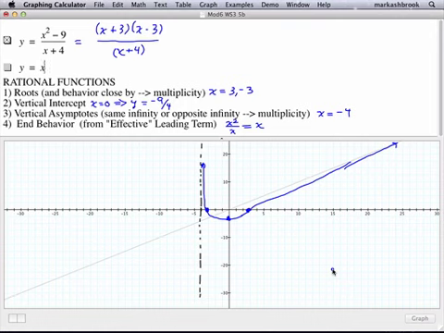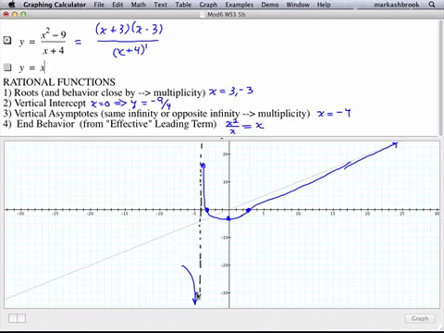Okay, what is the multiplicity of this asymptote? x plus 4. What does it mean for our behavior near it? Opposite infinities or same infinity? Opposite infinities. That means on this side, it's got to go down to negative infinity. Up on this side, down on this side.